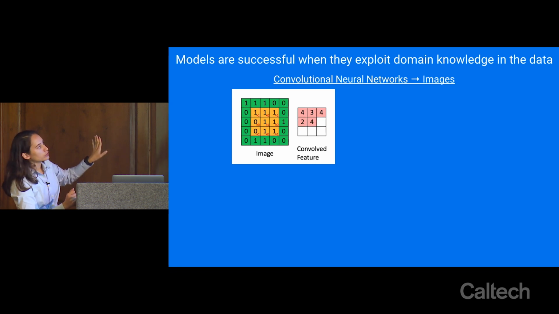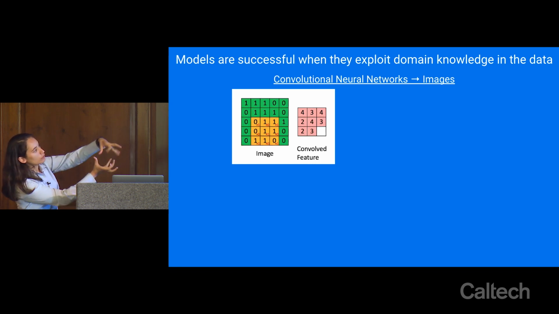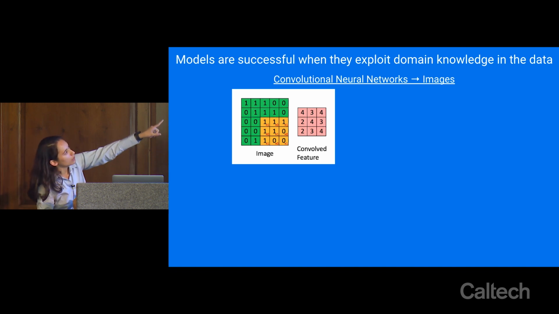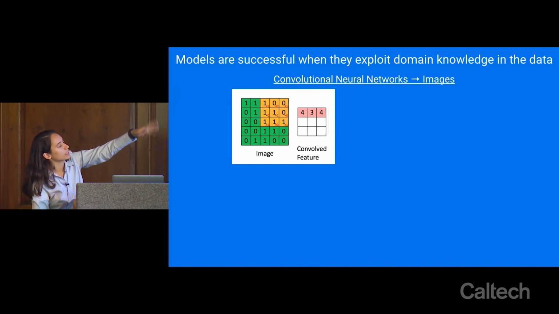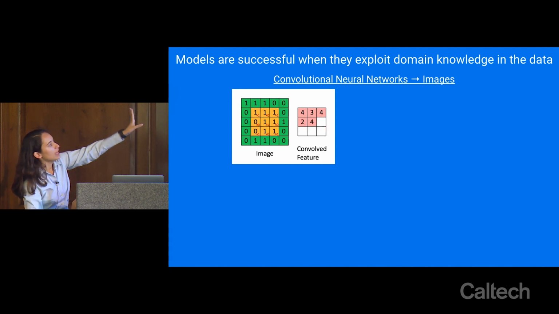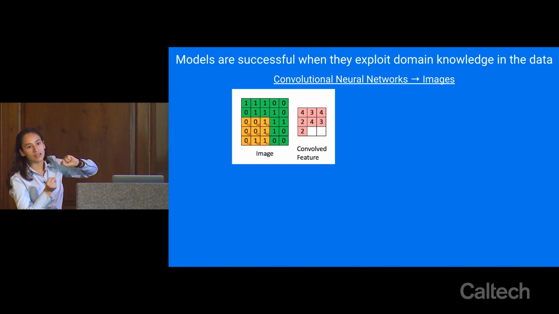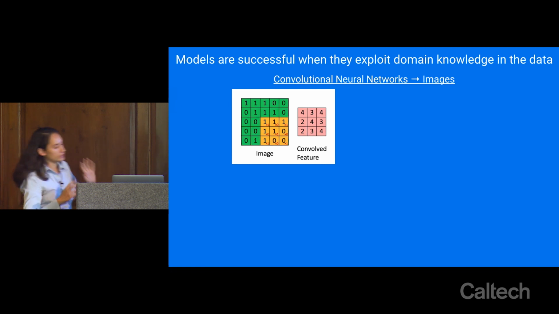And then what you can actually do is create this convolved feature. You can see that the orange top left piece of the filter is multiplying by 1, the next one is by 0, the next one is by 1, and so on and so forth. And it tries to compress the data. It's doing this convolution in this image space.